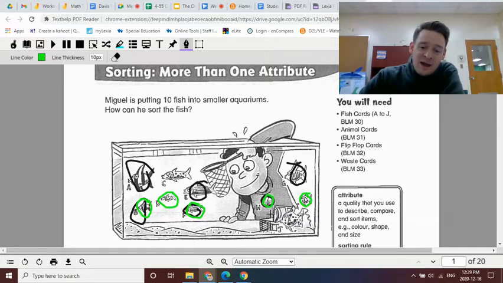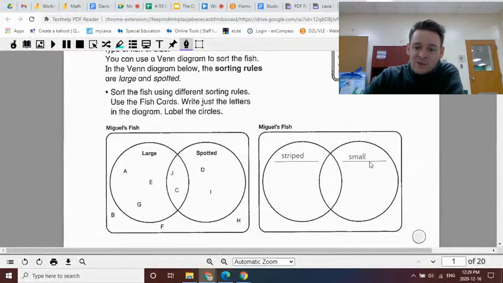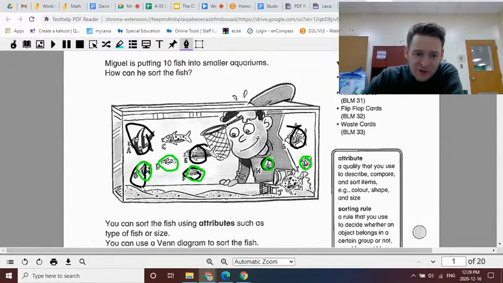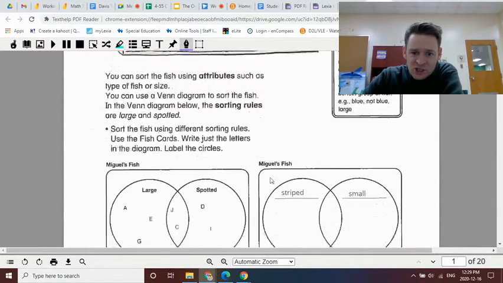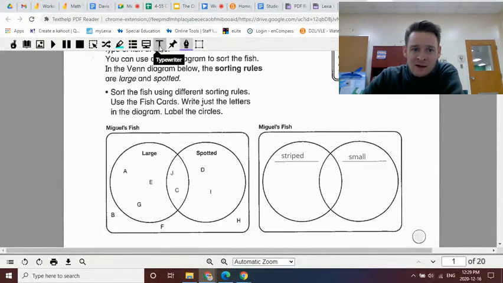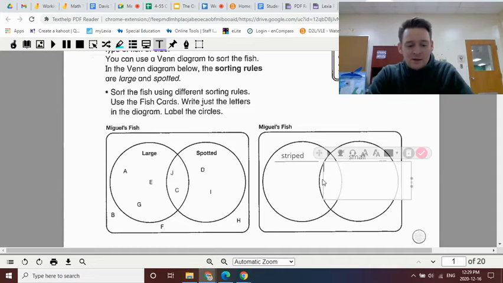For all the fish that have both a green and black circle, I'm going to put those in the shared space in my Venn diagram because they are striped and small. So that's F, B, and H. They can hang out there. F, B, H.